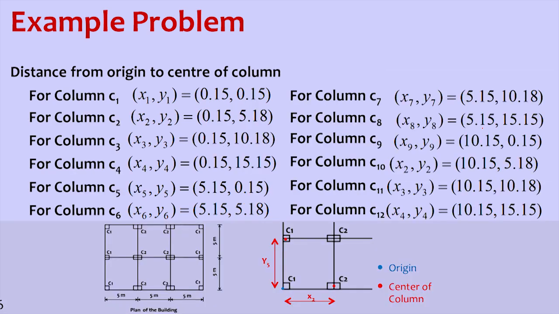So, once we get the local center of mass of each slab, we will get to know the stiffness. For stiffness calculation also, we need to know the center of stiffness of the particular slab or the column. So, we have a total of 12 columns. For the first column, we have 0.15 and 0.15, where we have the plan like this.